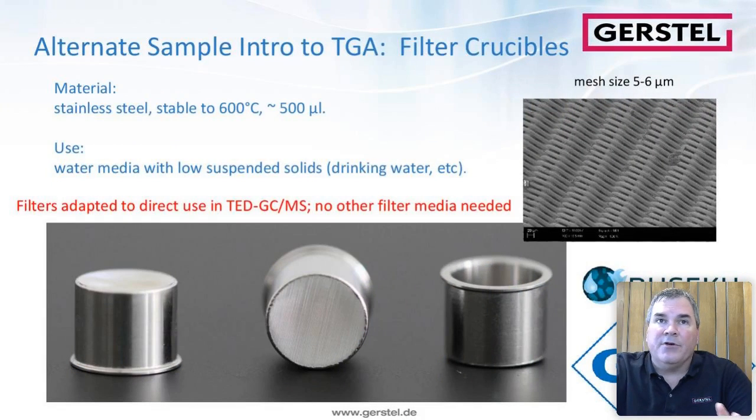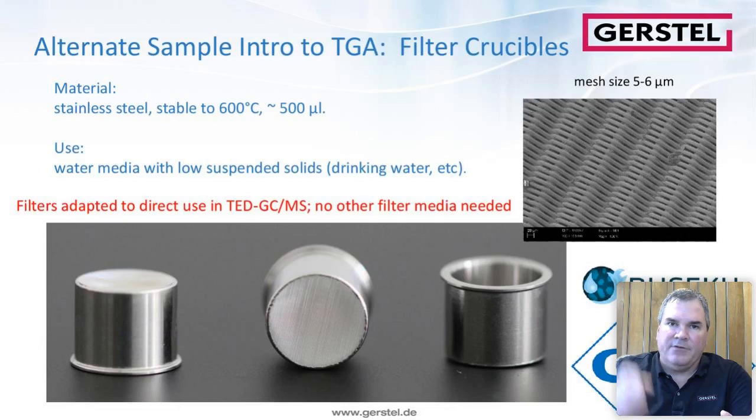Alternately, you can actually get these TGA cups now that have the filter screen built into them. That allows you to skip the entire process of having to do punches of filters. Now you can run water or potable water or surface water through these and collect your microplastic samples, and then run these steel cups directly. So they're stable up to 600 degrees, and they work really well for this. No other filter media is needed.